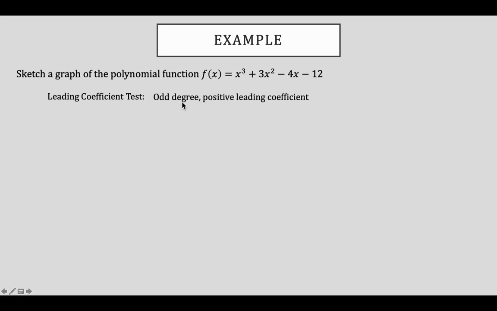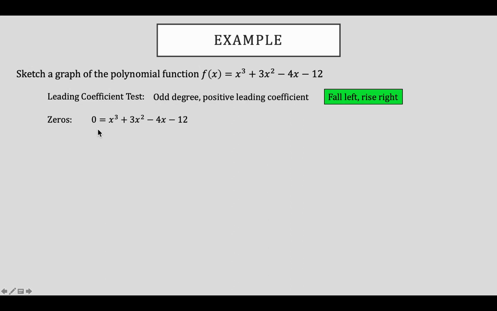What does that mean? Odd degree, positive leading coefficient. That means our graph is going to fall to the left and rise to the right. All right, there we have our end behavior. Next, after we apply the leading coefficient test, we want to find the zeros of our function. Well, how do we find the zeros of a function? We set the function equal to 0.